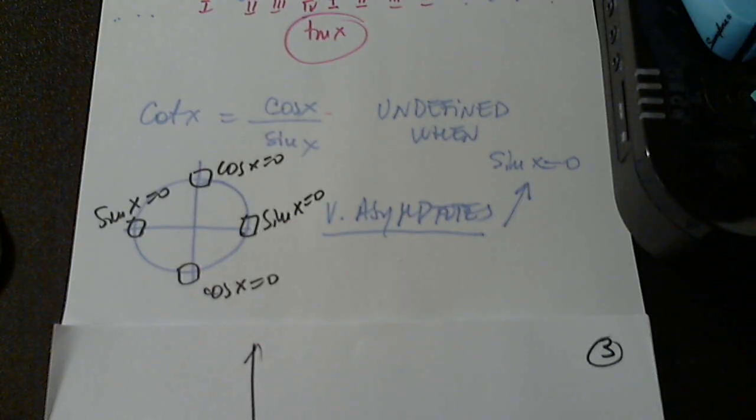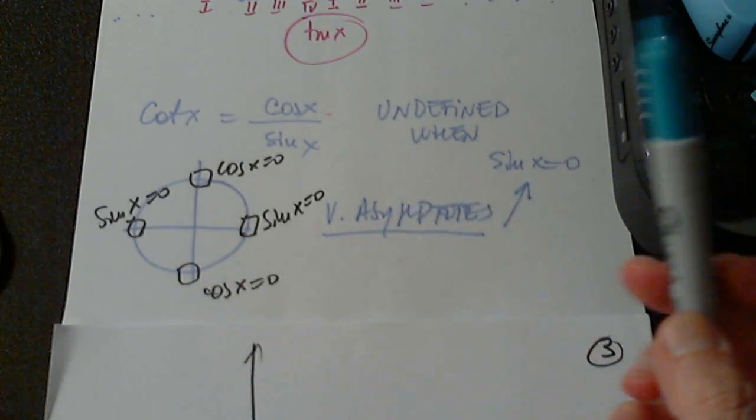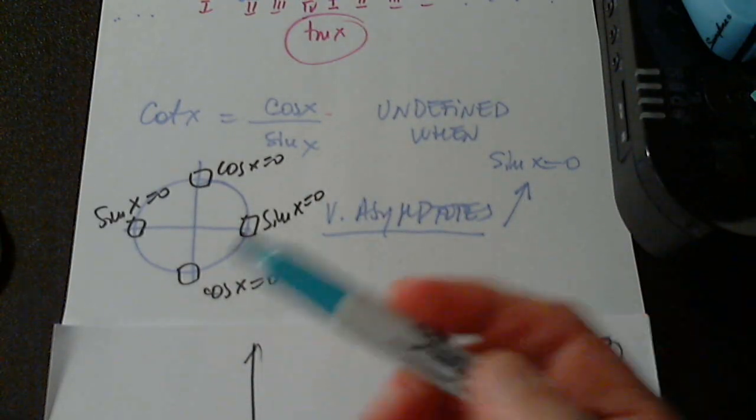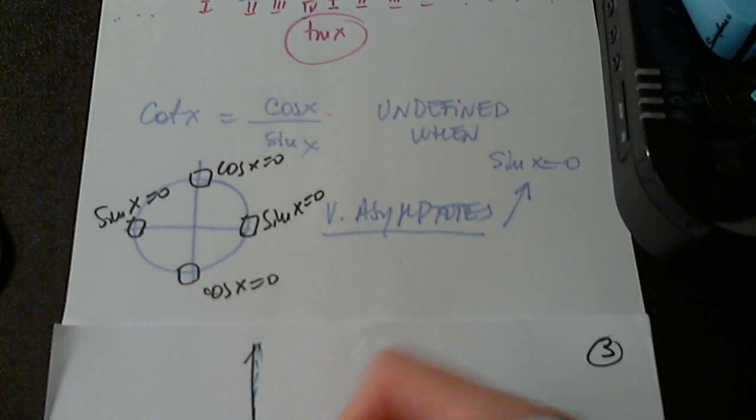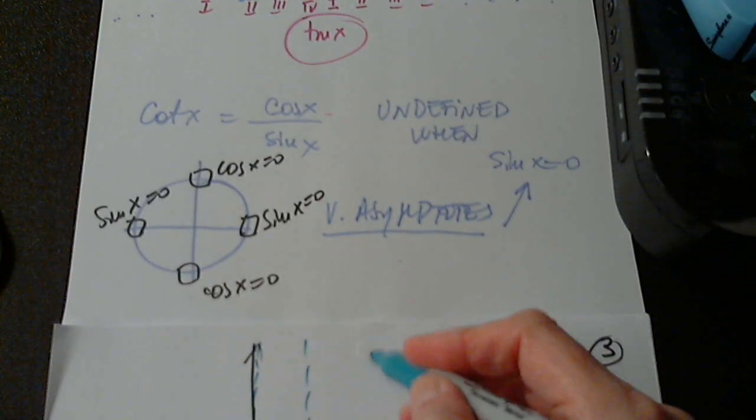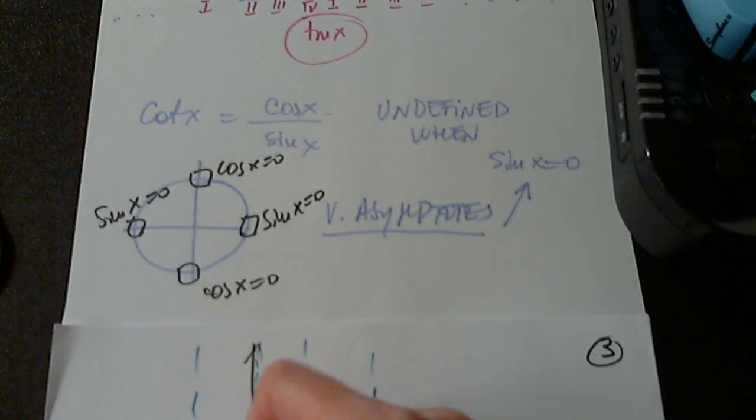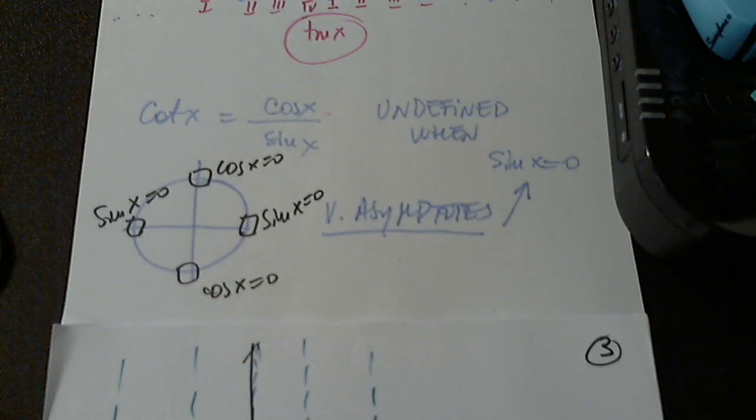So 2 pi, negative 2 pi, negative 3 pi over 2, negative pi over 2, pi over 2, pi, and 3 pi over 2. Okay, first the asymptotes, where sine is 0. But sine is 0 here, and here, and here, and here, and here. And of course, it goes on forever in both directions. So here's the graph.